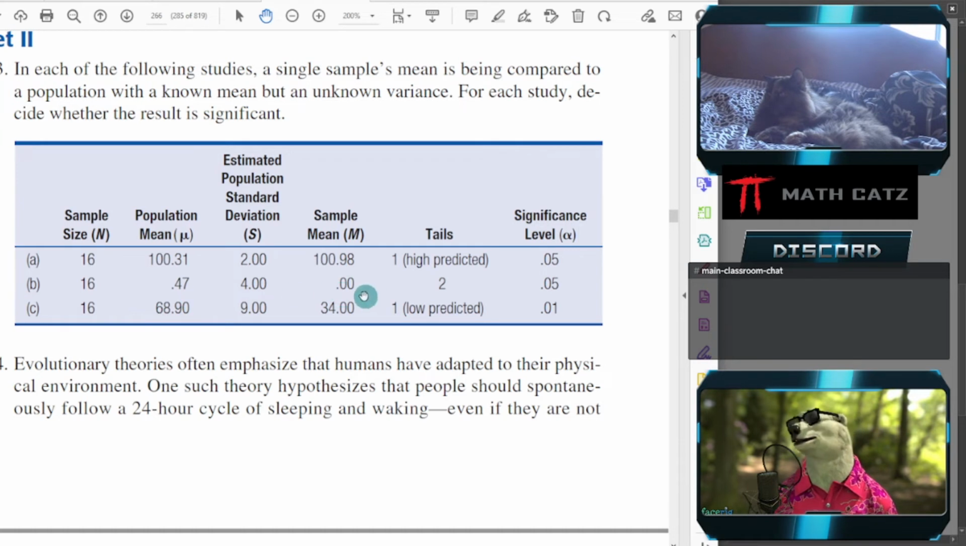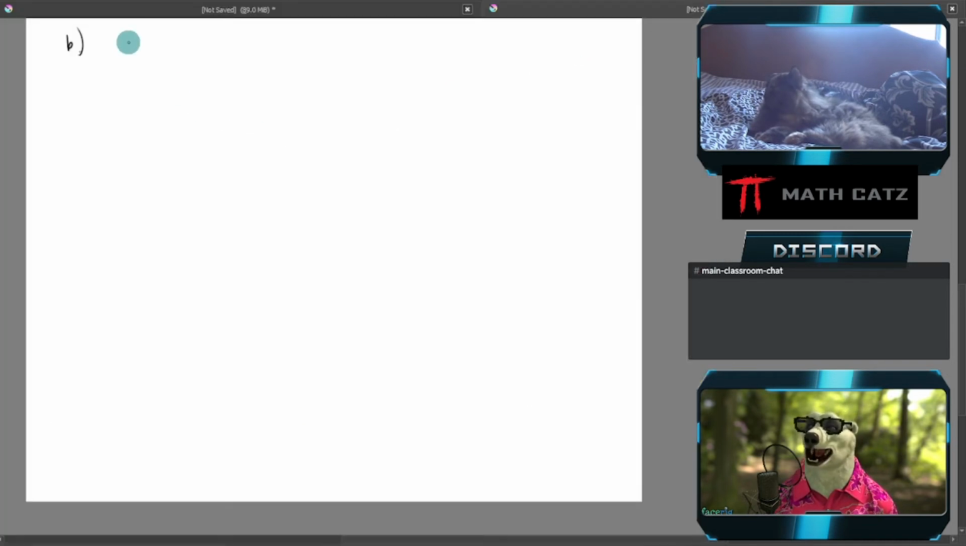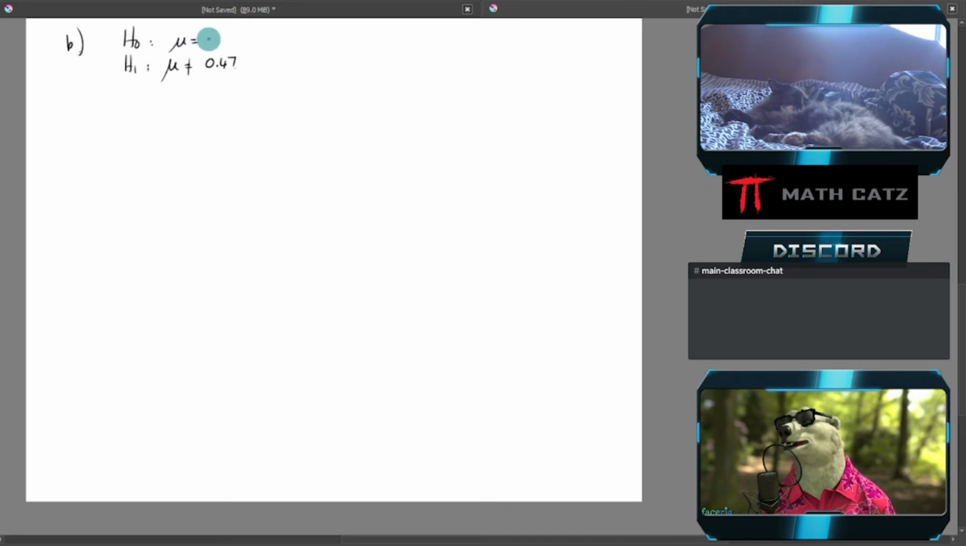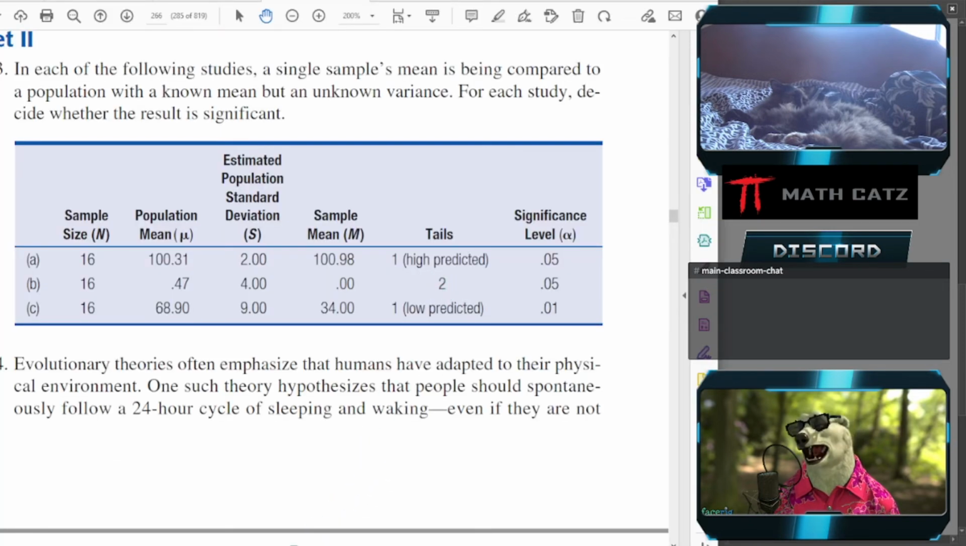Let's look at B. Very similar. We have a sample of 16 again. We have a population mean of 0.47. We estimated the standard deviation as 4. We observed a sample mean of 0. We're testing two tails, same significance level. So we are setting up our hypotheses. The research hypothesis that we sort of want is that there's a difference from the original mean of 0.47 and the null hypothesis that there is no difference. This one is just different instead of an inequality because they say a two-tailed test is what we're doing.